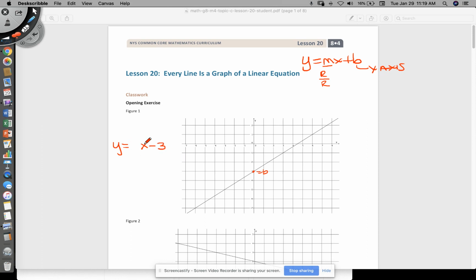Now I just have to find my slope. So I have one point here, and I'm going to continue my line until it crosses perfectly on a graph paper. There's my 2 points. So I'm going to rise 2, and I'm going to run 3. So my slope is 2 over 3. And there's your whole equation: y equals 2/3 times x minus 3. All right, let's try the next one.